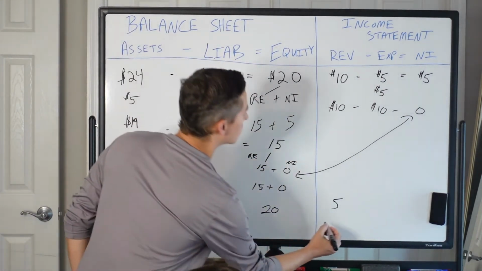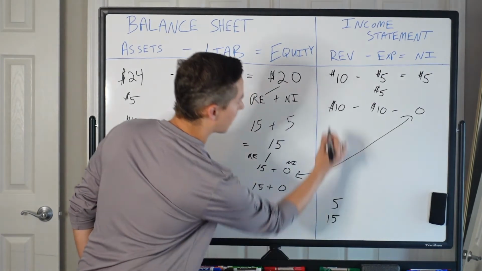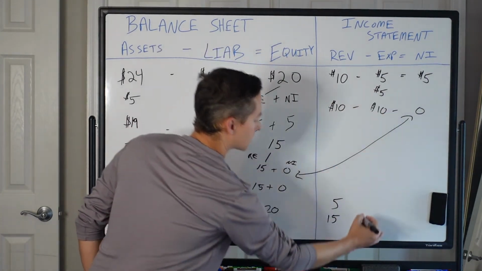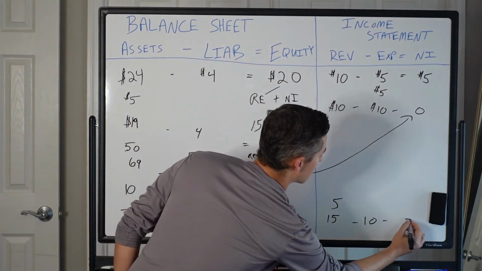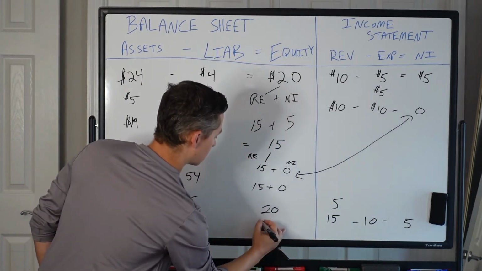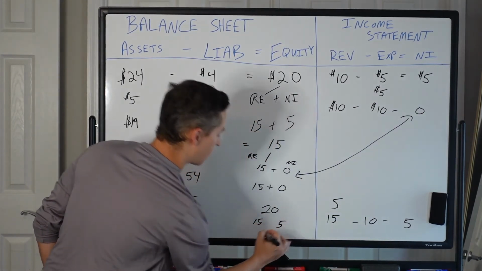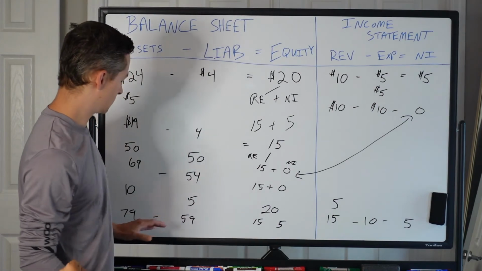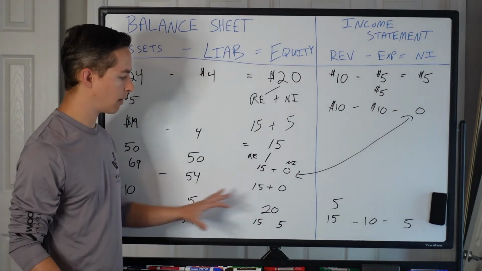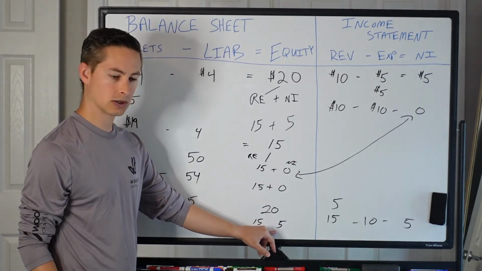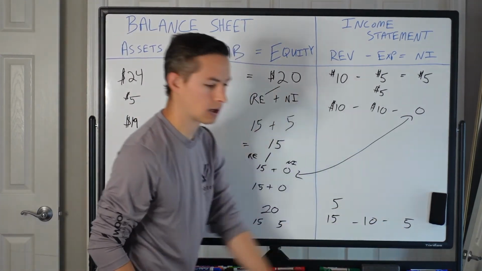Our revenue now is 15, right? Our expenses are still 10. Our net income is now 5. So this is 15 and 5. That's 20. So 79 minus 59 is 20. That balances. 5 is the current year net income, which equals our income statement.